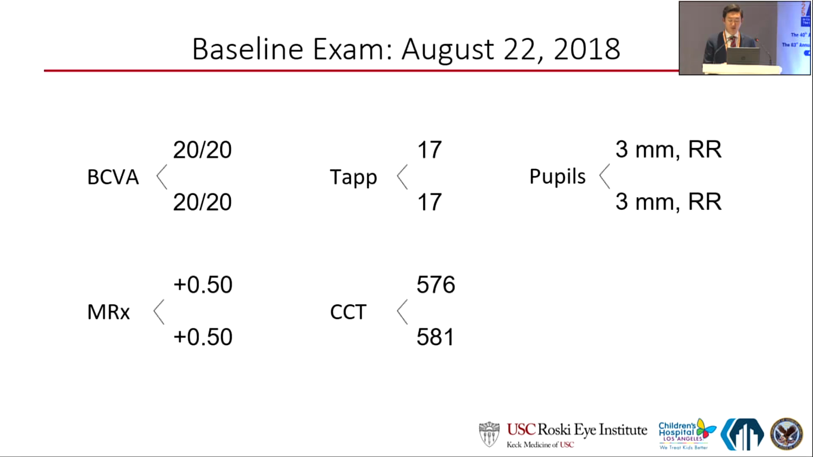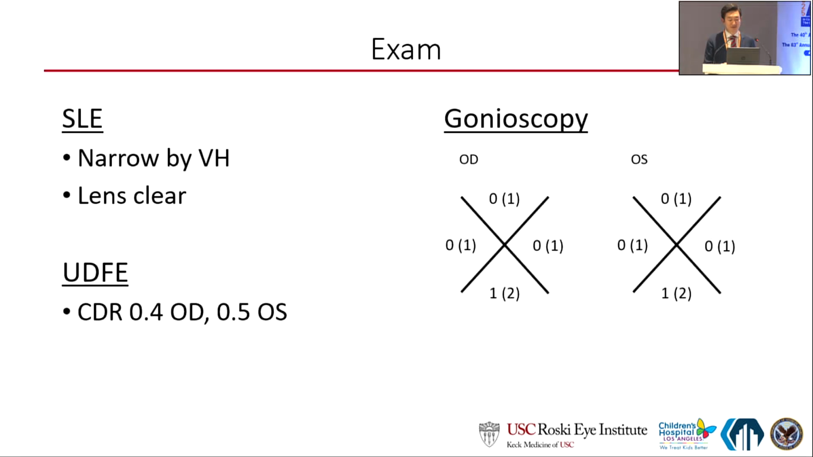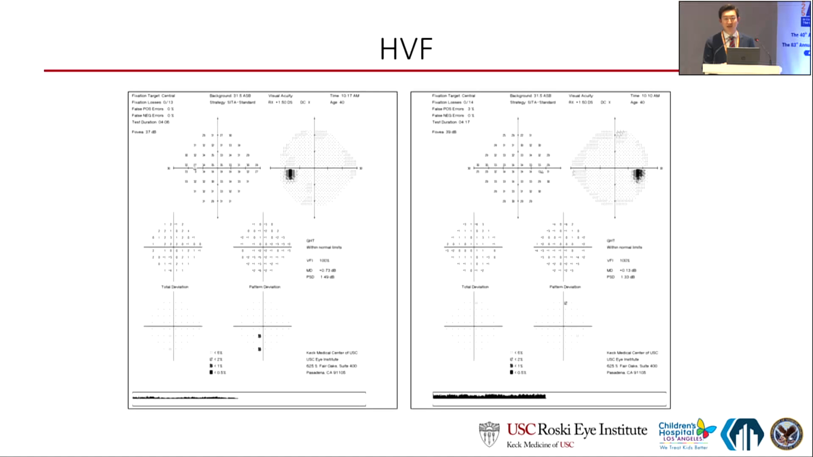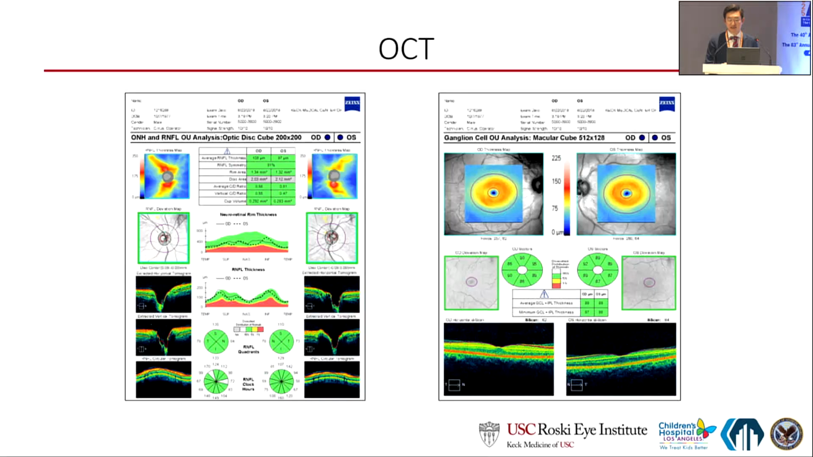He's a mild hyperope with an average CCT of around 580. On exam, the patient is also narrow by Van Herrick. Here we can't visualize any angle structures except on indentation, where we can see pigmented trabecular meshwork in the inferior quadrant. There is no cupping on undilated fundus exam. The visual fields are reliable and full in both eyes. The OCTs are thick and reassuring in both eyes as well.